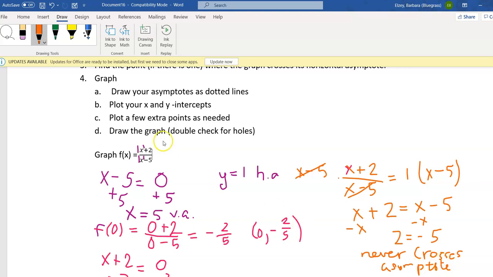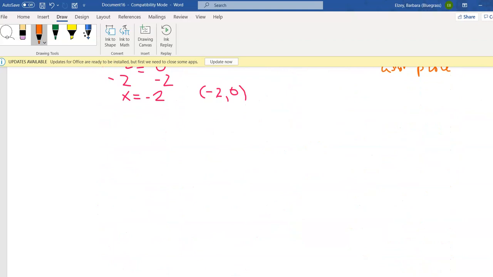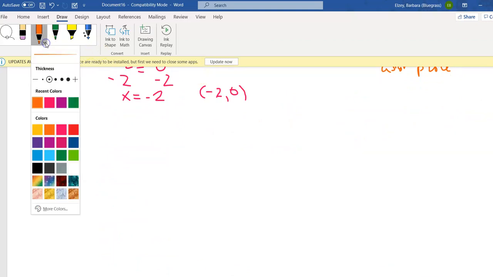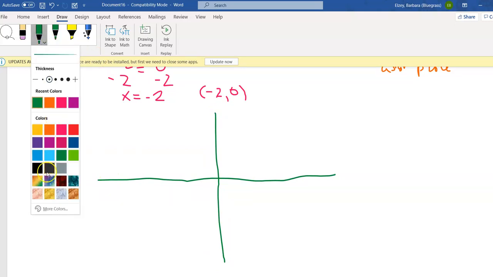All right, so let's go to step 4. Let's draw our asymptotes as dotted lines and plot our x and y intercepts. I'll come back to those steps here in a second, but I'm going to change colors again for the graph.